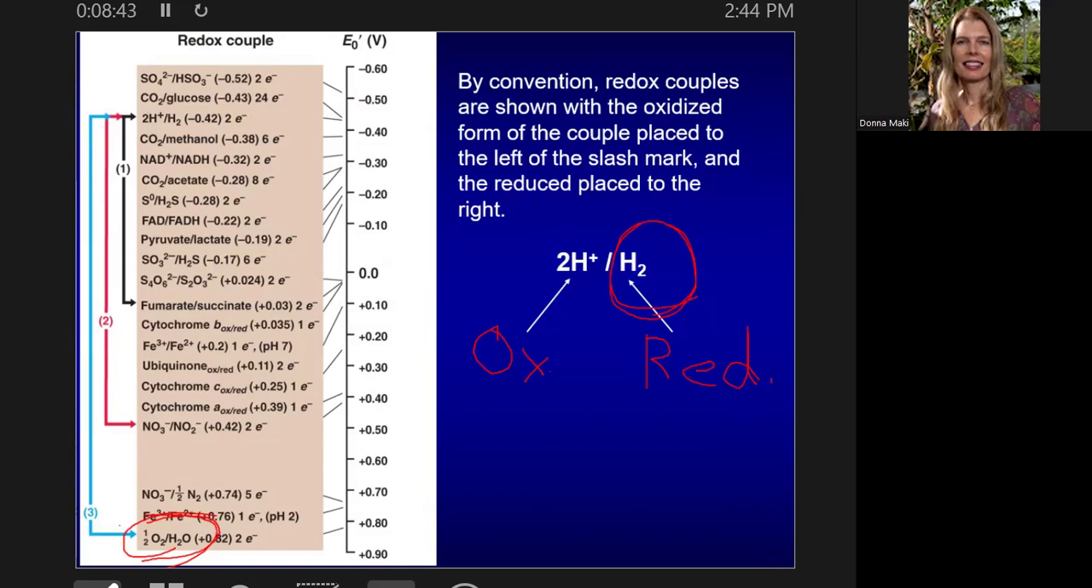So then they have these different arrows here. What they're trying to show is, let's make some reactions, three different ways of combining these molecules into a reaction. So I think we're going to start with that on Monday.